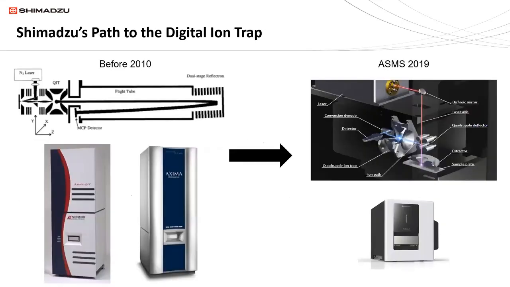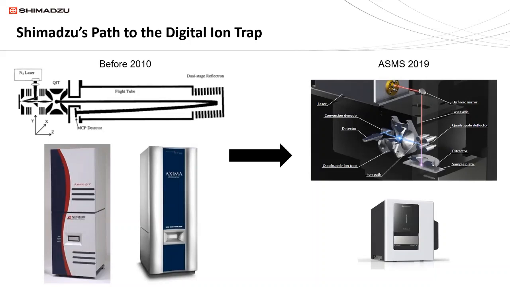And so our path to the digital ion trap actually started back in 2002 with our first offering, which was the Axima QIT. This design in the top left-hand corner is of the Axima QIT, and you can see there is a quadrupole ion trap there. That's one of the first components that was designed with that instrument. Later it was perfected in our Axima Resonance system, which was released in 2009.